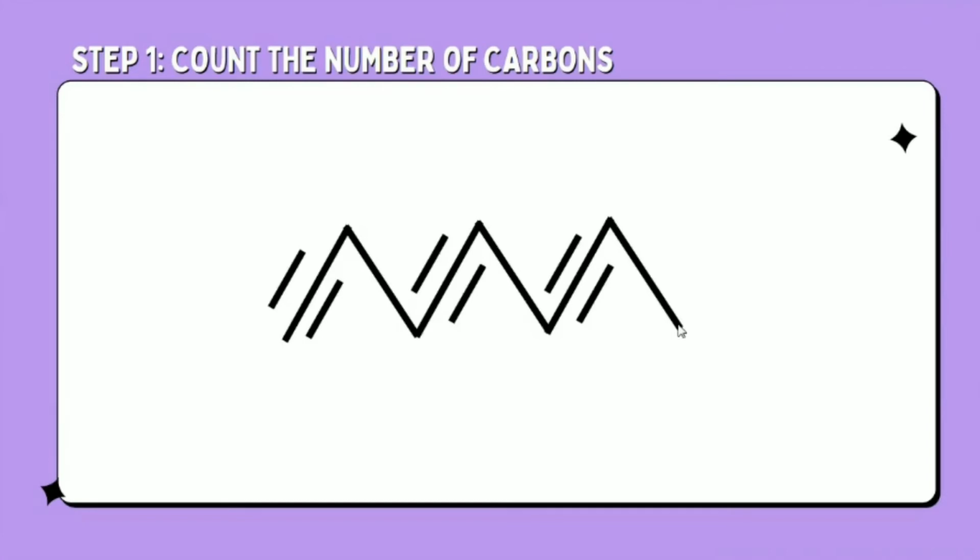Since it's 7, that means we are using the prefix hep. And since this is an alkyne, we'll be using the suffix "-ine". Now this will be called a heptyne.